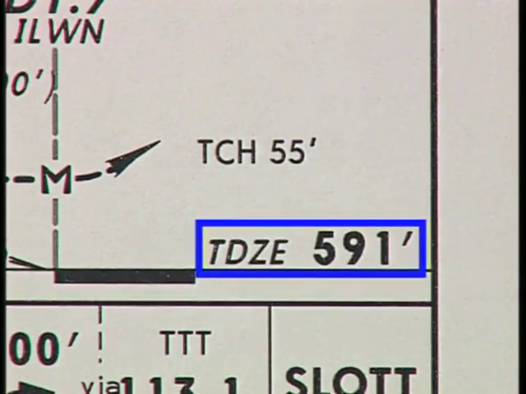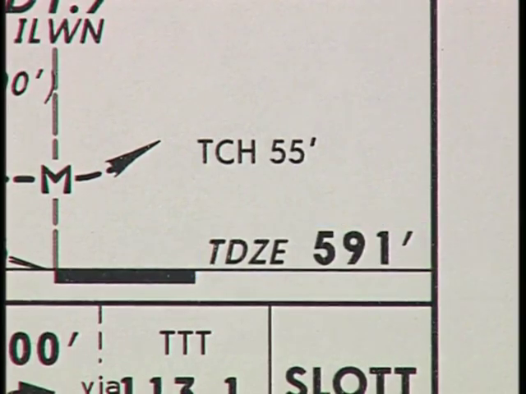The touchdown zone elevation, or TDZE, is shown next to the runway symbol. This is the highest elevation in the first 3,000 feet of the landing surface. It may be different than the airport elevation, which is the highest point of an airport's usable runways.